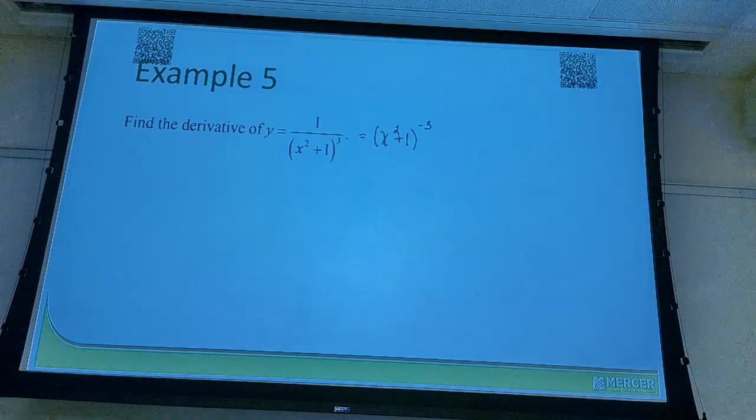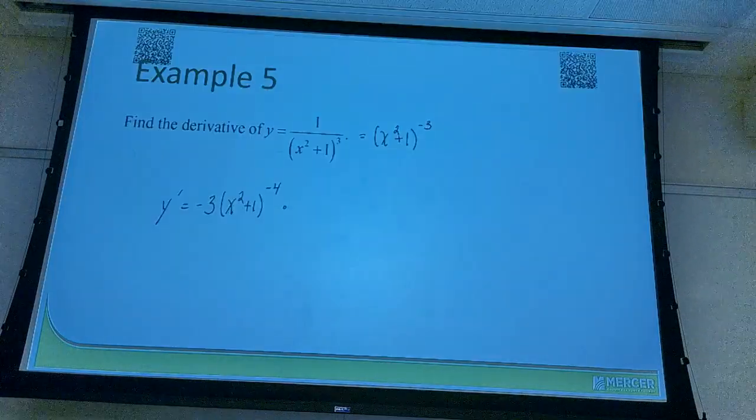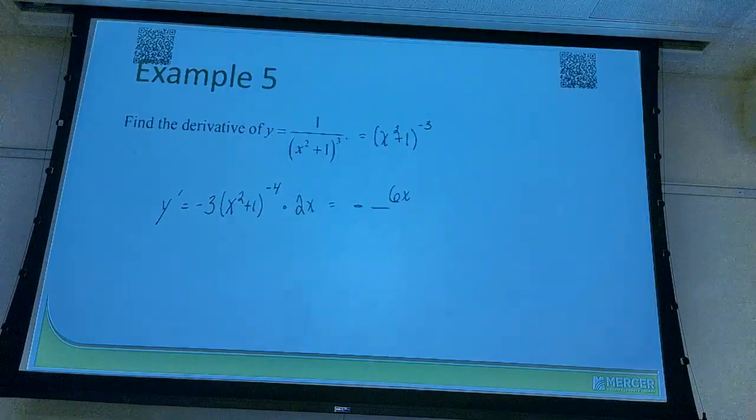What does the power rule say? Write down, decrease. So it's going to be what? -3 times the function. What's the new power? -4. Times what? Simplify. There's your derivative.